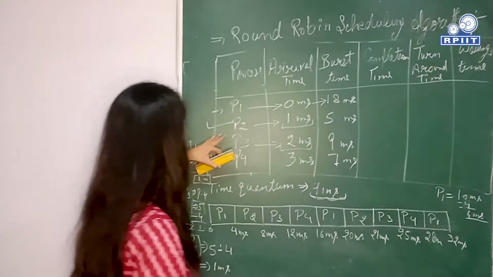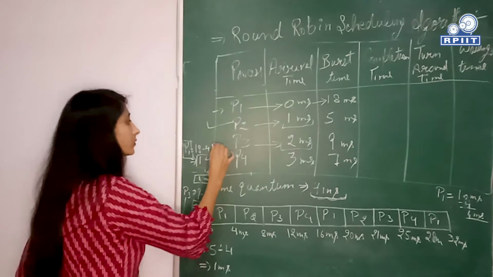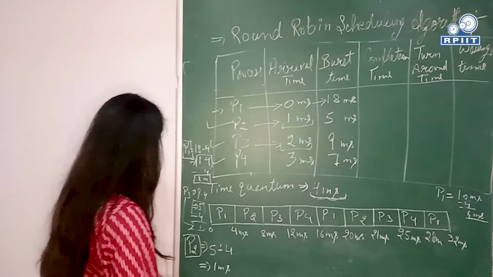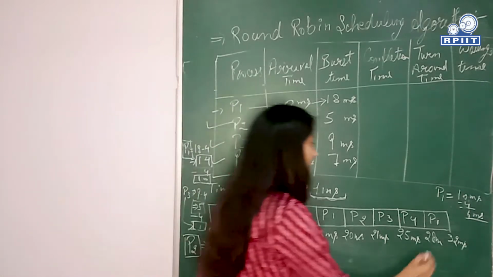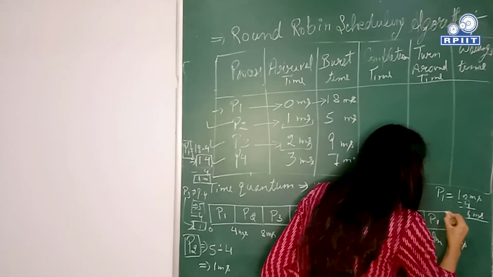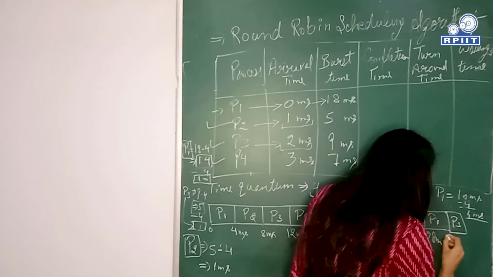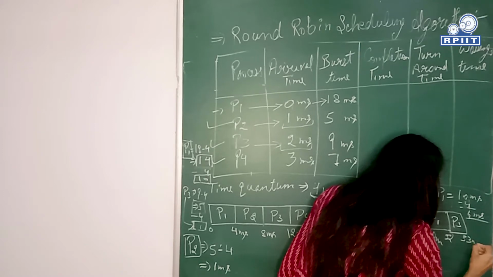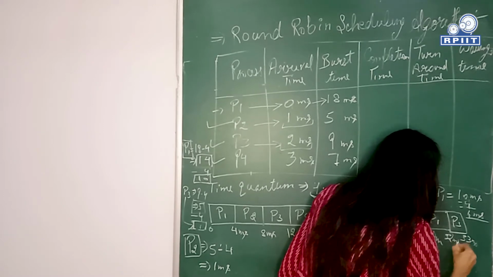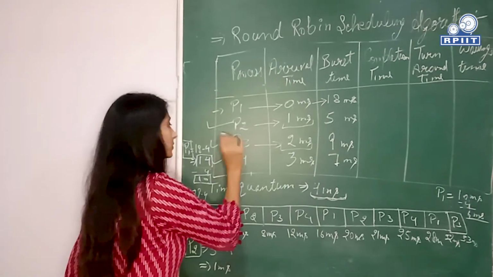Now after P1, P2 is already executed, P4 is already executed. We need to start with P3, that is left with 1 millisecond. So we run P3 for one millisecond. After that, P3 is also executed.